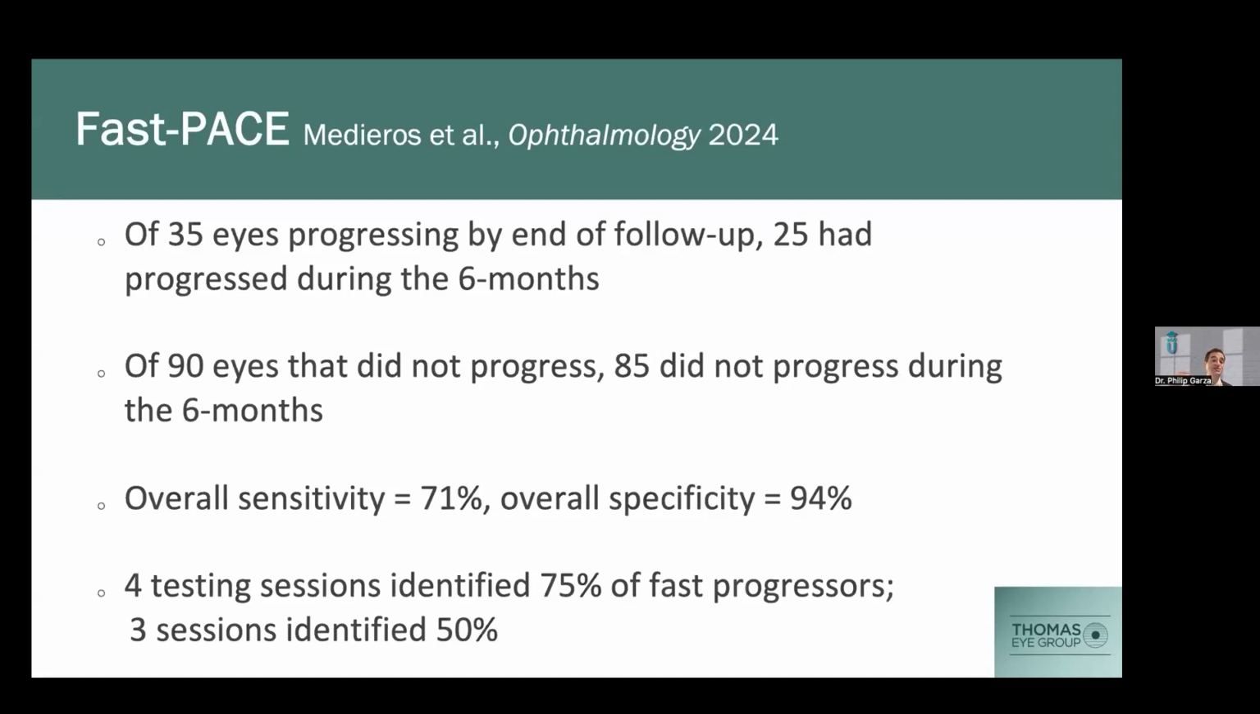And you can play with this a little bit by doing either 4 testing sessions, that's a lot, I know, at the beginning, or 3 testing sessions at the beginning for the 0 and 6 month mark. And if you do 4, it identifies 75% of fast progressors within the first 6 months. And so, statistically speaking, this is a much more powerful way to test. We have to start thinking about this and using more clustered testing strategies.